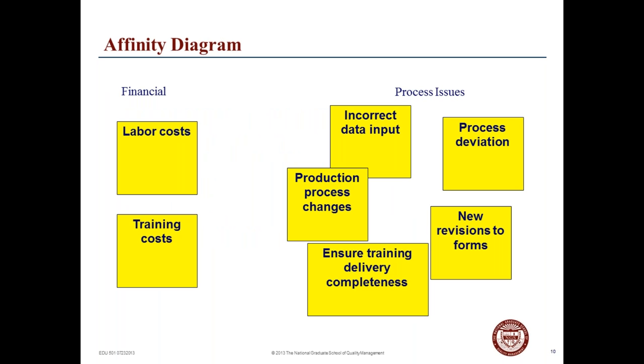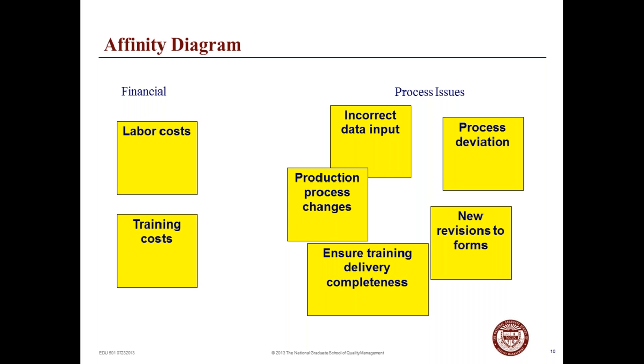All right, so here are some potential sticky notes that Edgar and I came up with. So for financial inputs, we have labor costs and training costs. Of course, labor costs for creating the dashboard and all that. And then, of course, training costs for training the inspectors on how to use the new dashboard or the new process. Possible process issues that we could encounter would be, of course, still human error, the incorrect data input. Human error you can try to minimize, but it's something that you can never completely eliminate.